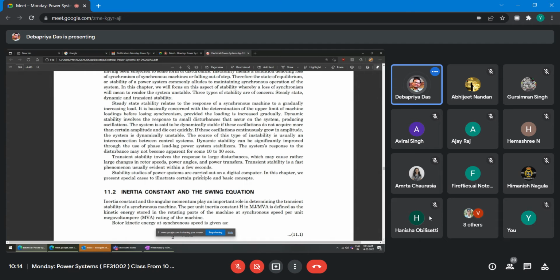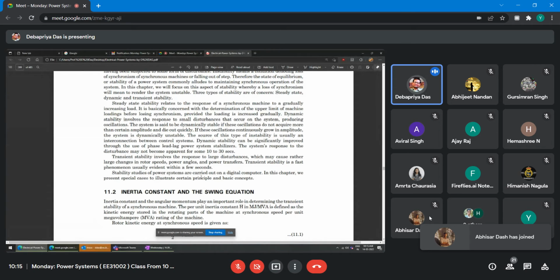Right. So dynamic stability, that is small signal stability, involves the response to small disturbances that occur in the system, producing oscillation. This we will not study. It is a very lengthy topic, right? I told you at PG level also it takes 60% of the time of a semester.